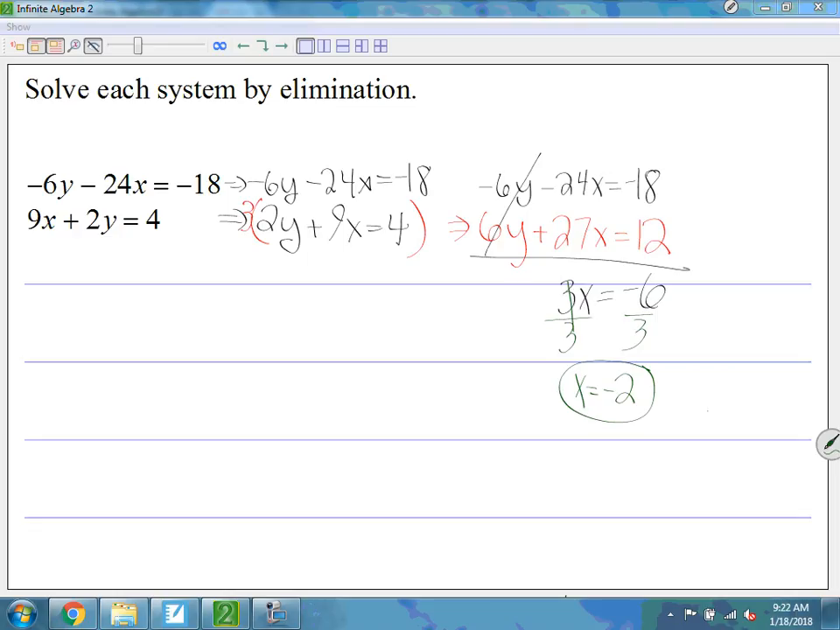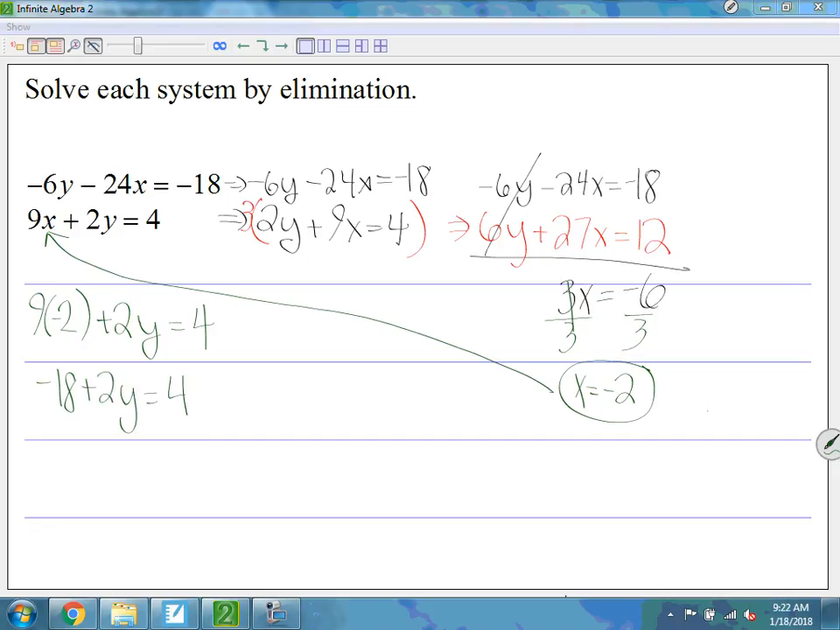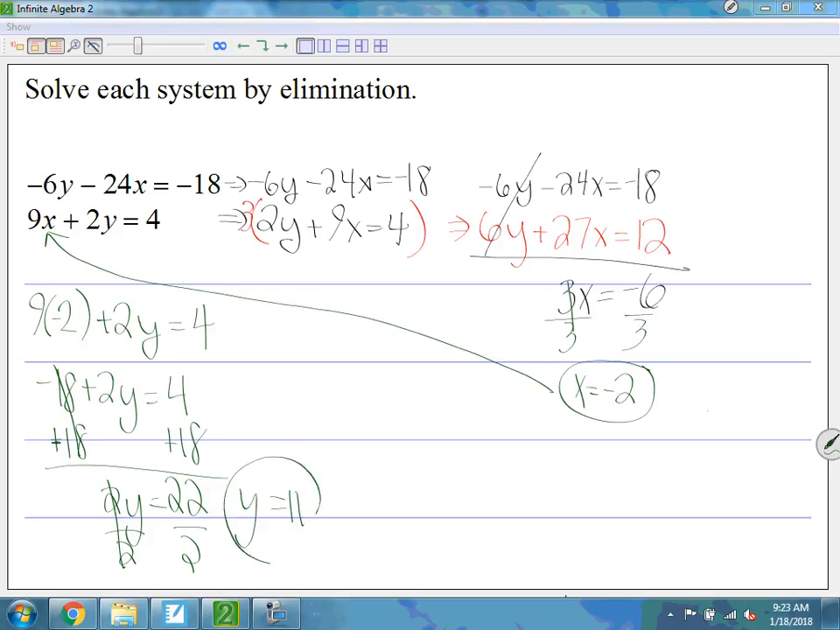Okay. Maggie, how do you find y? Plug in negative 2 into the equation. Okay, where do you want to go? Okay, what's that? So -2 comma 11. Great, questions on that?